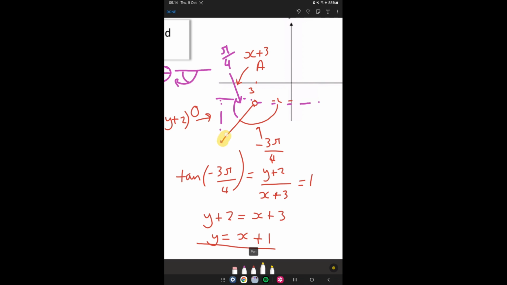Which I think makes sense because we've got a positive gradient. If we have a look at this line here, it'd be a positive gradient. And hopefully, if we continue it along, it probably would hit the y-axis there at 1.